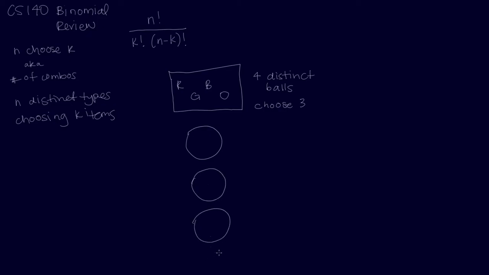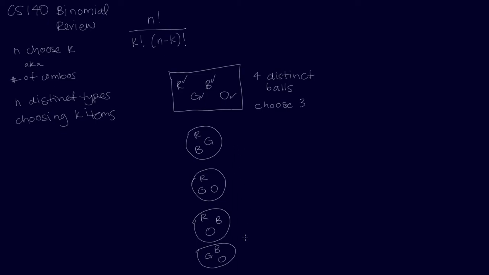So let's say these circles represent my handful that I will hold my combo in. So I could have the red and the green and the blue together and leave the orange out. And then I could have the red and the green and the orange and leave the blue out. And then I could have the red and the blue and the orange, so I'm leaving the green out. And then I could have the green and the blue and orange, so I'm leaving the red ball out. And that's all the different combinations I can make.